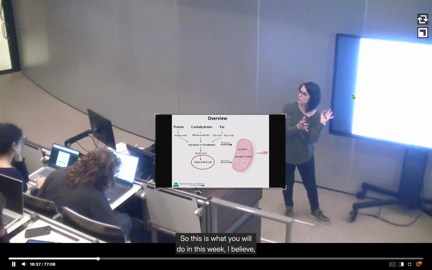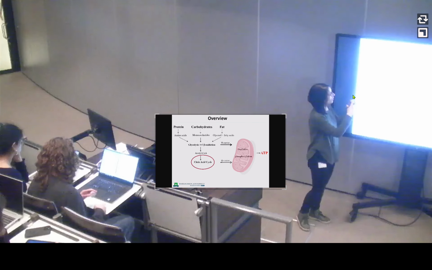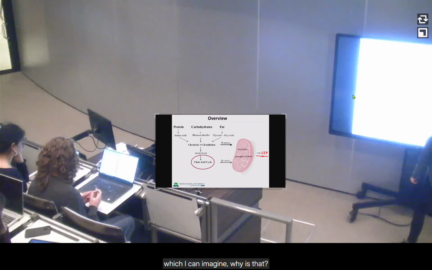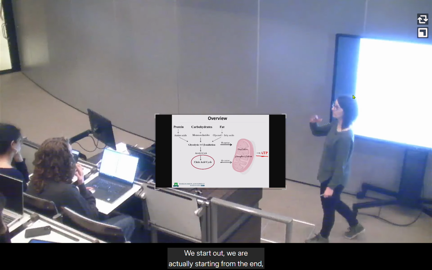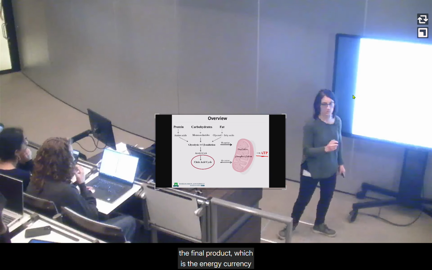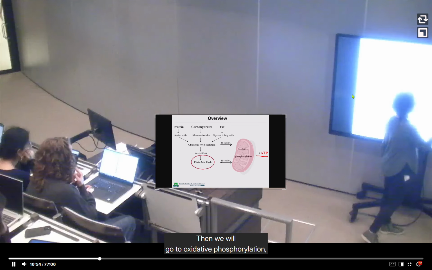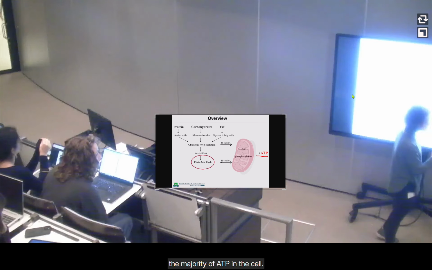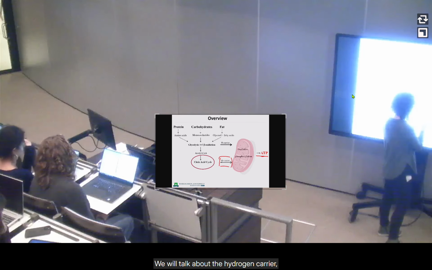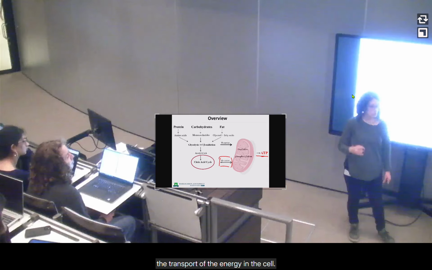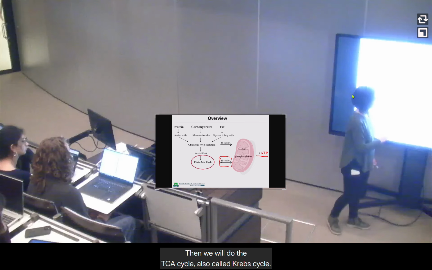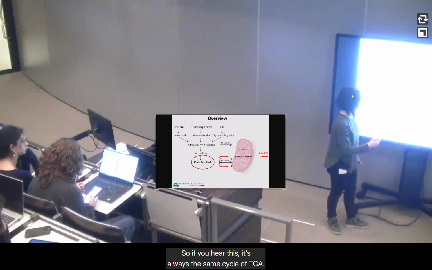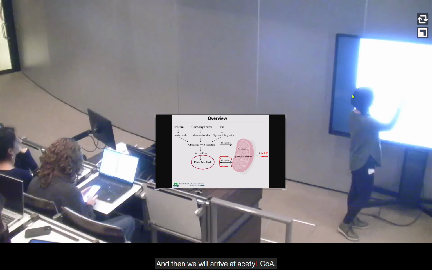This is what you will do in this week, I believe, and also half of the next one. But today, we are actually starting from the end, the final product, which is the energy currency that I told you about, ATP. Then we will go through oxidative phosphorylation, which is the process used to make the majority of ATP in the cell. We will talk about the hydrogen carriers that transport the energy in the cell. Then we will do the TCA cycle, also called the Krebs cycle. If you hear this, it's always the same cycle, the TCA. And then we will arrive at acetyl-CoA.